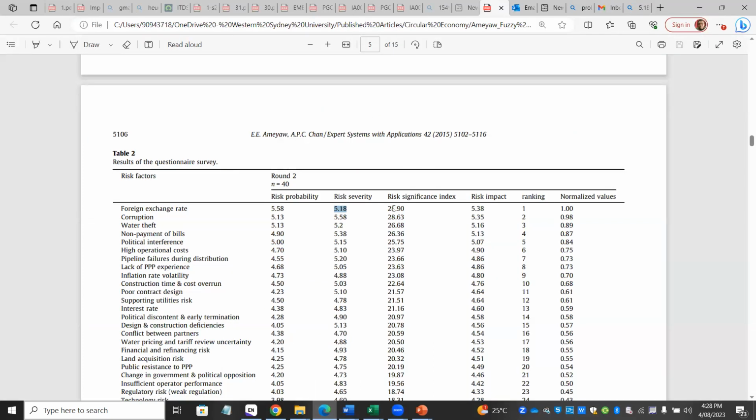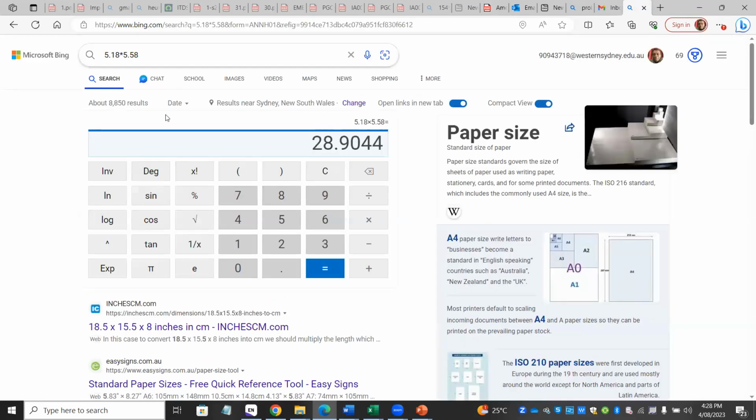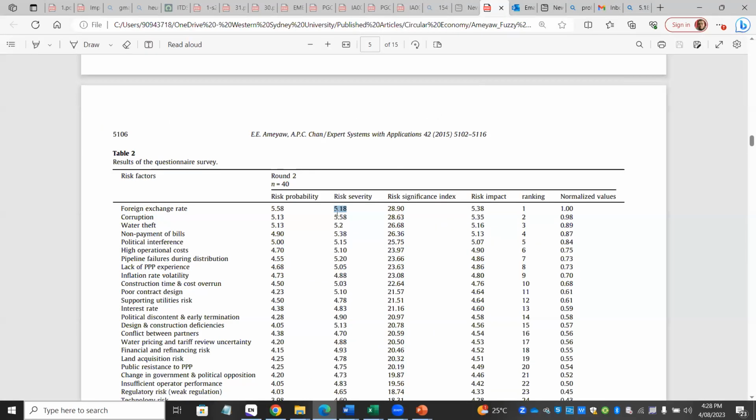Yes, so 28.9 something. You have to do this for all the other factors, and that will give you a risk significance index. Once again, some studies don't show the risk significance index, but you can decide to show it. If you show it, that's fine. If you don't, that's okay. Any of them is acceptable. Then how do we get the risk impact, which I term as risk score? Other studies also term it as risk score. How do you do that?